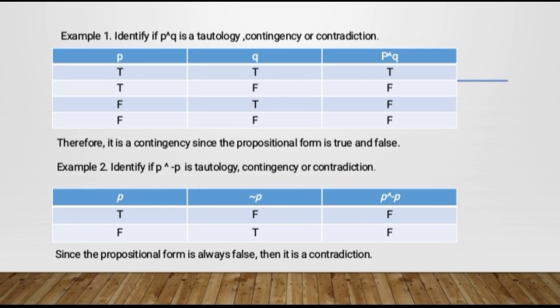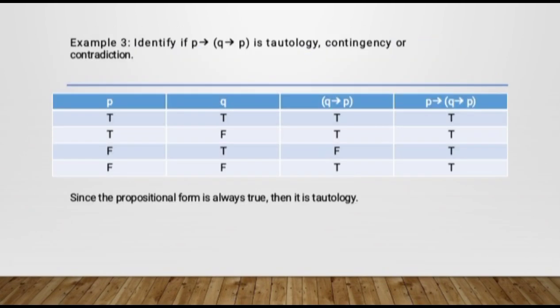Another example is example 2. Identify if P or not P is a tautology, contingency, or contradiction. The last column of P is false. The last column of not P is true. And the last column of P or not P is false. Since the propositional form is always false, then it is a contradiction.